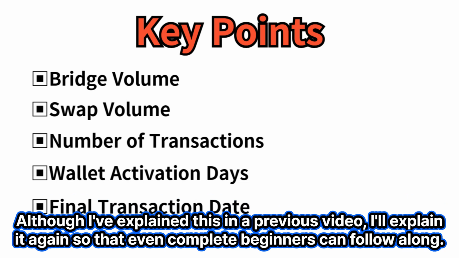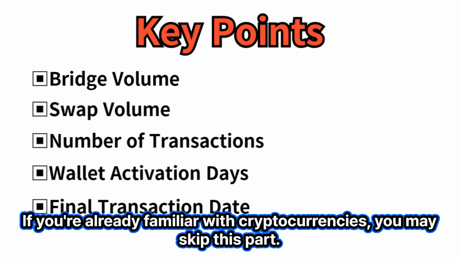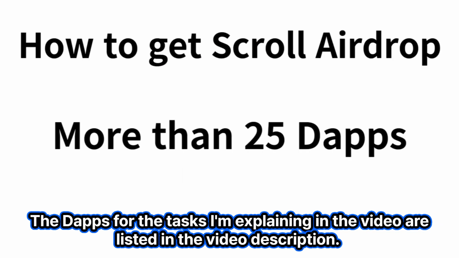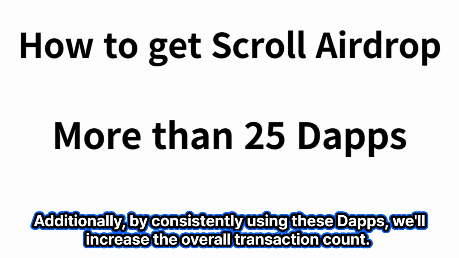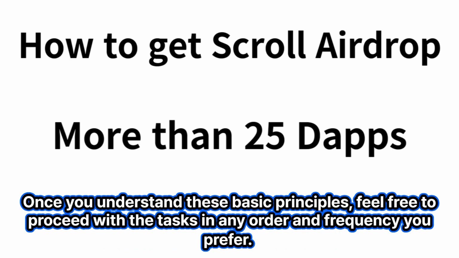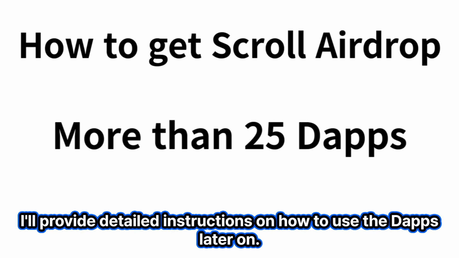Although I've explained this in a previous video, I'll explain it again so that even complete beginners can follow along. If you're already familiar with cryptocurrencies, you may skip this part. The dApps for the tasks I'm explaining in the video are listed in the video description. We'll aim to diversify transactions using a variety of dApps and increase volume through repetitive tasks. Additionally, by consistently using these dApps, we'll increase the overall transaction count. Once you understand these basic principles, feel free to proceed with the tasks in any order and frequency you prefer. I'll provide detailed instructions on how to use the dApps later on.